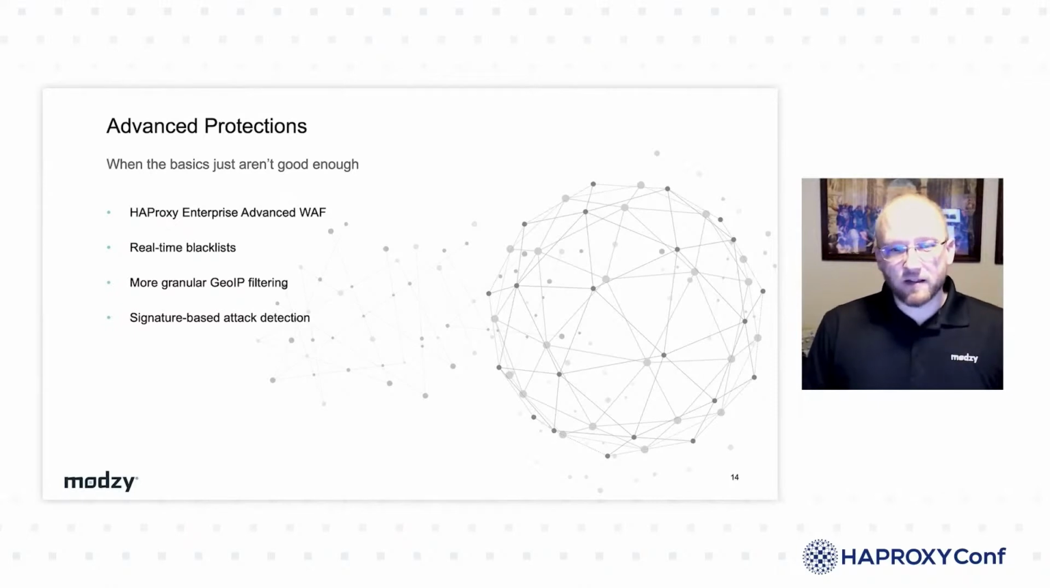You can add real-time blacklists for known botnet IPs, for example. You can add more granular geo-IP filtering. Maybe country level isn't good enough. You need to filter by city, state, region, or some other condition. There are options there. And then finally, if you want to go all in, you can deploy some signature-based attack detection, which is out of the scope of this talk. But the point is that HAProxy Enterprise has a lot of extra goodies that you can turn on to make things even more secure.